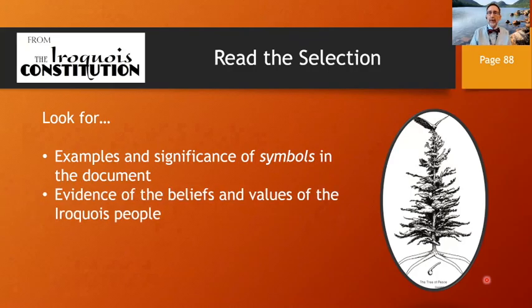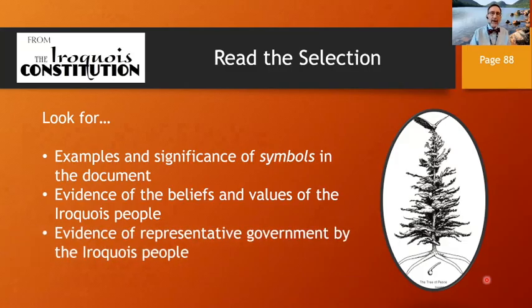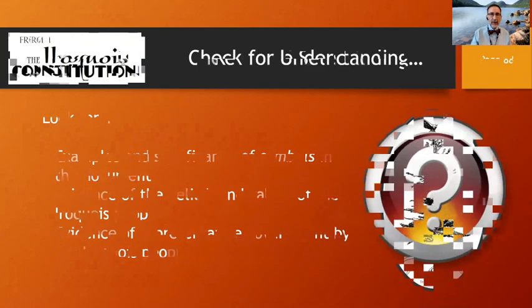I want you to look for the beliefs of the people. What did they value? If they were arguing in favor of this peace between the five nations, where did they stand? And what about the idea of representative government? The idea that you choose your representatives who then meet with the other representatives, and it's their mission to act on your behalf and on behalf of the whole. So look for those things as you read.